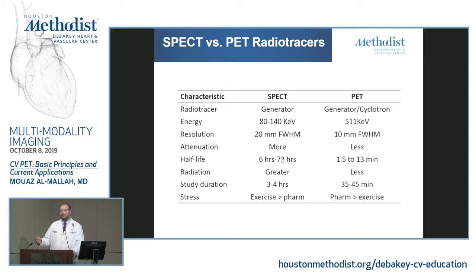Think of it like putting something in the oven at a very high temperature for a short time, or putting it at a low temperature but for a longer time. The exposure is going to be much more if you are putting it for a longer time but at lower energy. Now, radiation is much less, and the study duration is much shorter. However, currently we are using pharmacologic almost exclusively. There have been some research studies looking at ammonia with exercise, but with SPECT, we are using it more. You can do both technically, or at least you can encourage your patients to exercise.